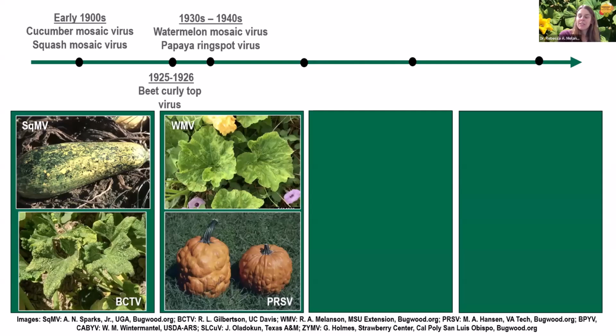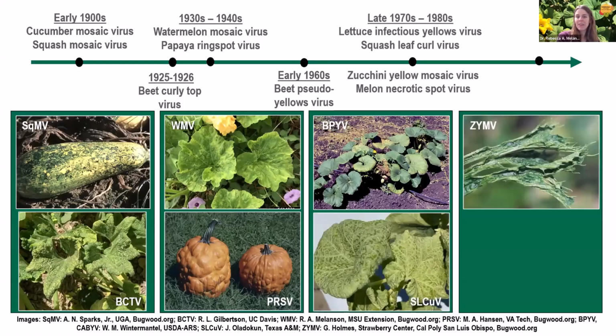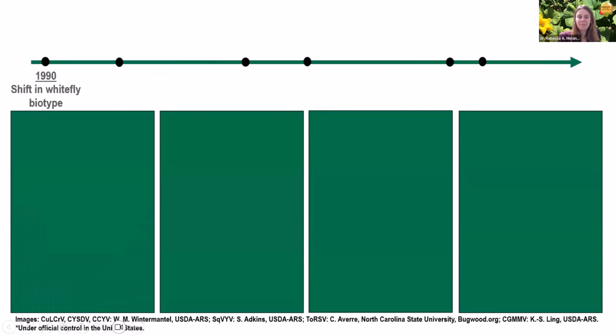Then in the 1930s and 40s, we saw watermelon mosaic virus and papaya ring spot virus. Beet pseudo-yellows virus emerged in cucurbits in the early 1960s. Then in the late 1970s to 1980s, we had a suite of viruses: lettuce infectious yellows virus, squash leaf curl virus, zucchini yellow mosaic virus, and melon necrotic spot virus. And then in 1989, we saw cucurbit aphid-borne yellows virus.